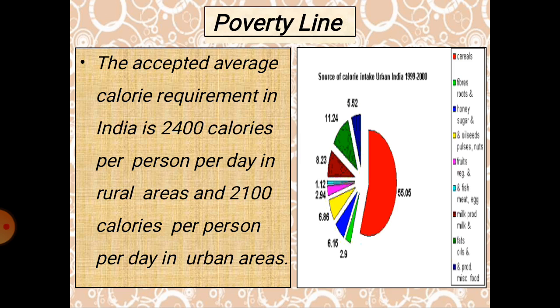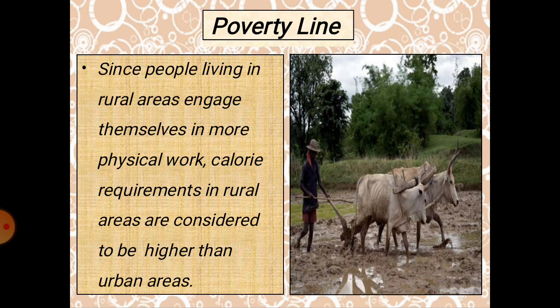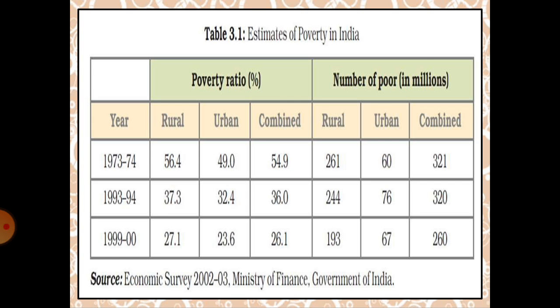It is accepted that the average calorie requirement is 2400 for rural areas and 2100 for urban areas per day. This is what is considered the basic necessity for a person. If you see, since people living in rural areas do a lot of physical effort, they are supposed to have more calories. When they do a lot of physical effort, calories will be burned and their physique will be very good. So that is one important thing.